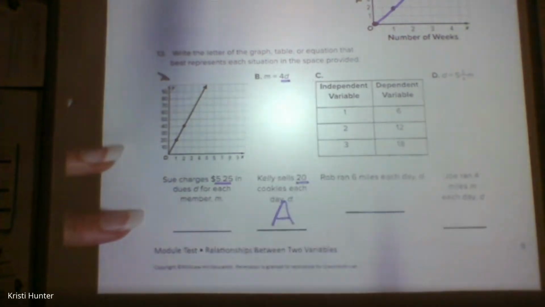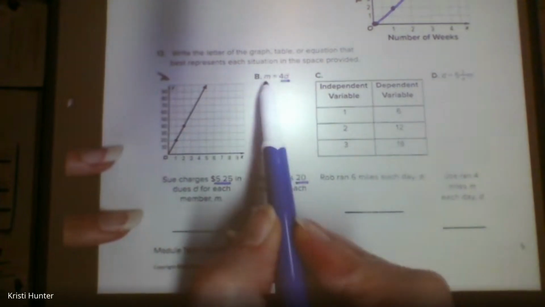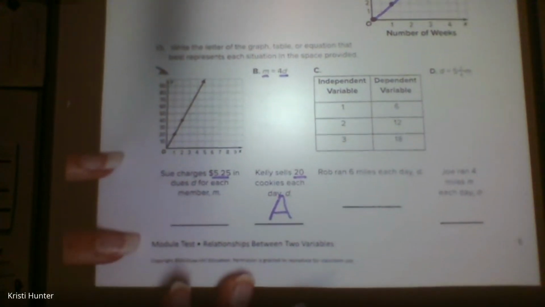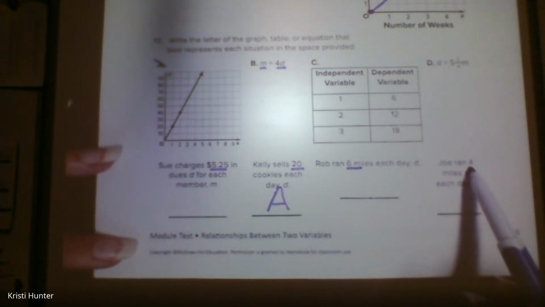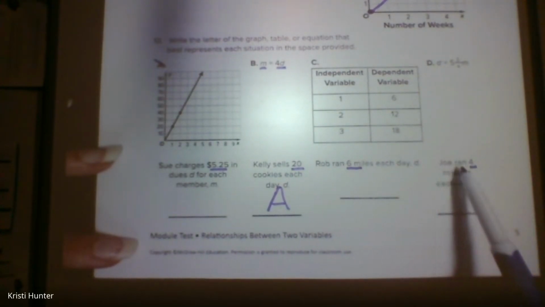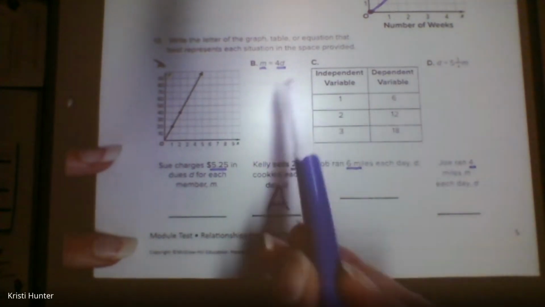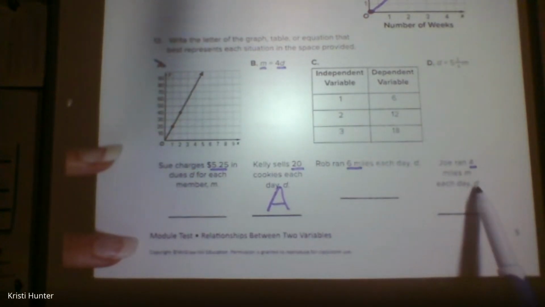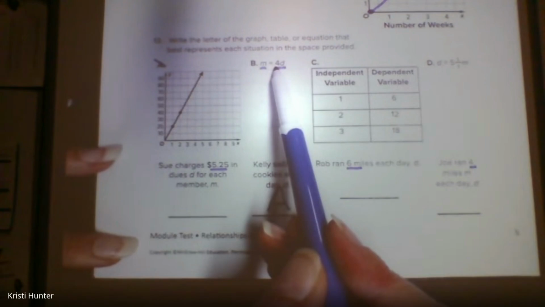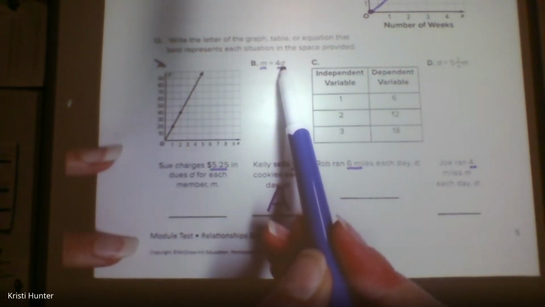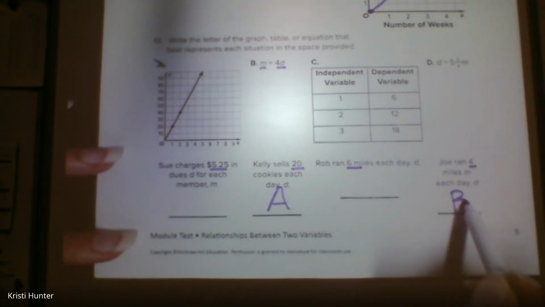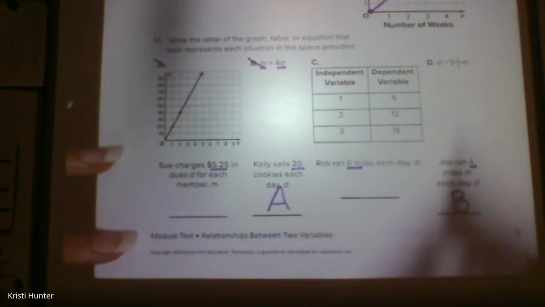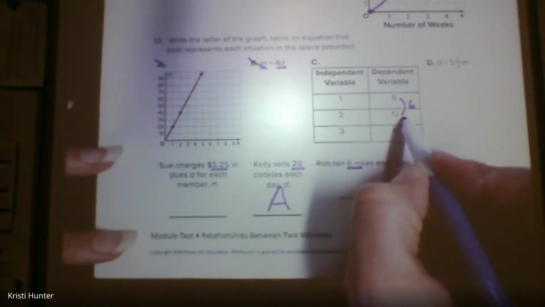Now let's look at what I have here. I have 4 days, or D, whatever D stands for, and M. So let me look here at my numbers. This is 6, but it has an M. This is 4. So let's look what it says. Joe ran 4 miles each day. So I would take 4 times the number of days, and I would get how many miles he ran. So B goes here. That one's gone. If I'm looking here, it looks like I'm growing by 6.